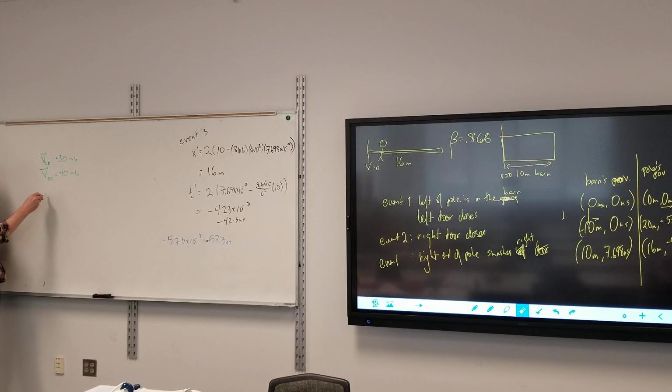So the velocity of the ball with respect to the Earth. Well, draw a little picture here. So this is 10 meters per second with respect to the car, and the car is moving at 30 meters per second with respect to the Earth. How fast is the ball going with respect to the Earth? 40.